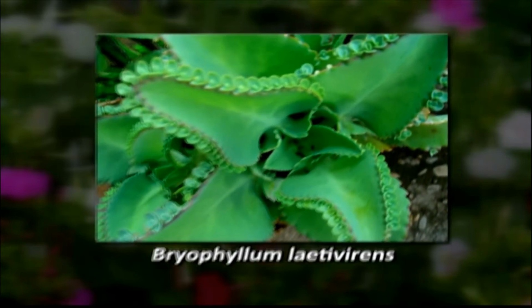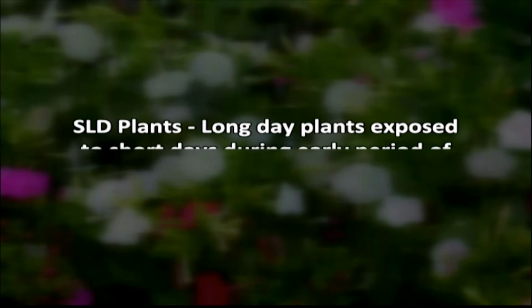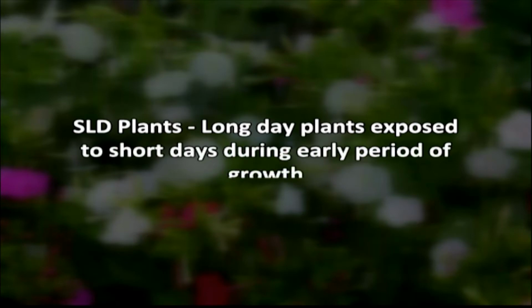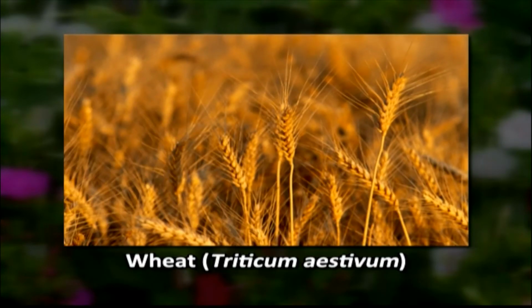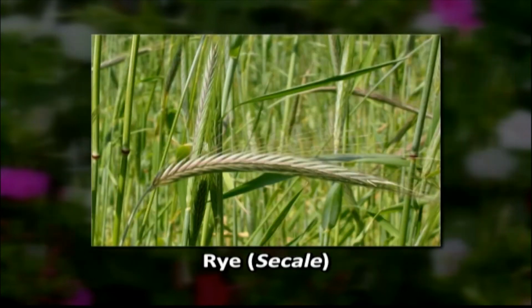For example, Bryophyllum. While the latter category includes those long day plants which must be exposed to short days during early periods of growth for subsequent flowering. For example, wheat, Triticum, or rye, what is called sea kale.